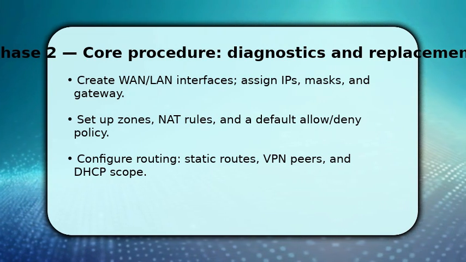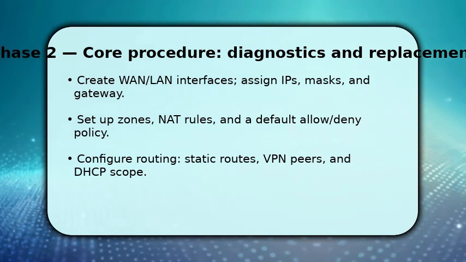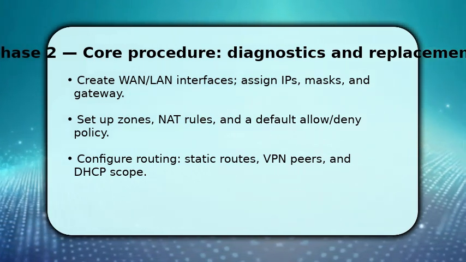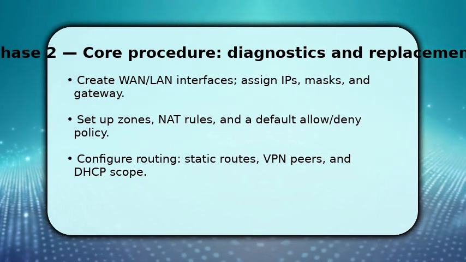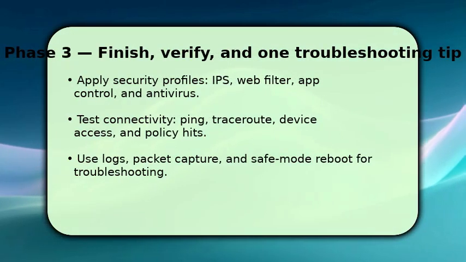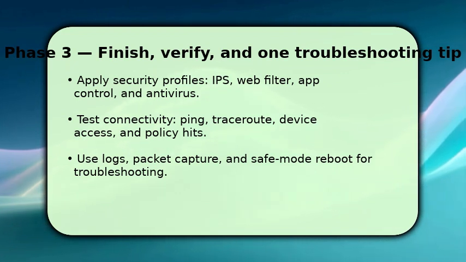Once done, add static routes, establish VPN peers if needed, and enable DHCP scopes. This ensures devices get addresses and routes. You finish by enabling security profiles, IPS, web filter, application control, and antivirus, so protection is active from day one.